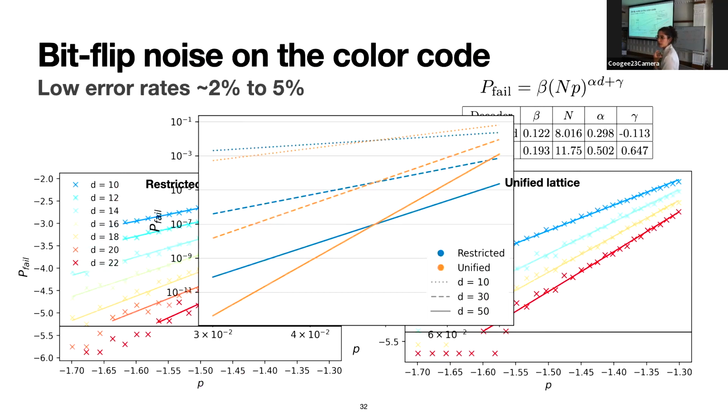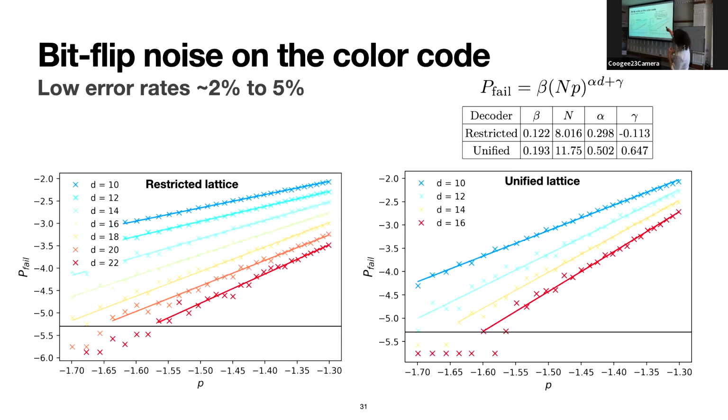Oh, I was going to ask about this. These curves are analytical, the orange and the blue? Yeah, these curves are just the logical failure probability up there. So it's an ansatz, but for that I use the parameters for the restricted and unified decoders that I fitted to this numerical data. And so overlapping the numerical data also gives some kind of crossing around 5%, just a bit below 5%. And capital N there is part of the fit, is that right? Yeah, exactly.